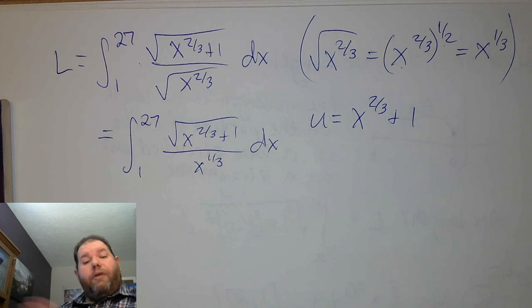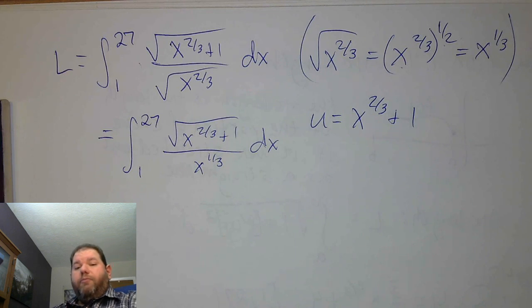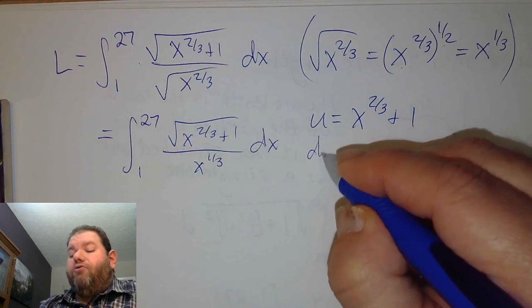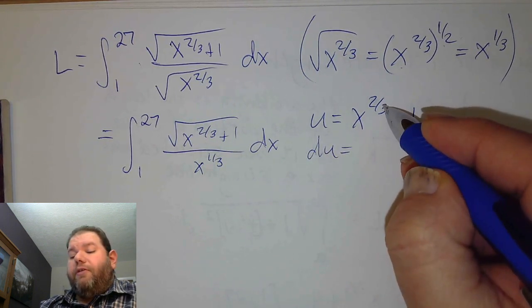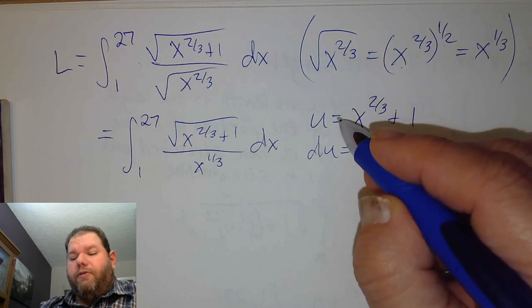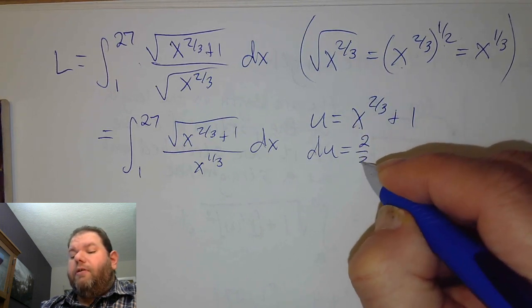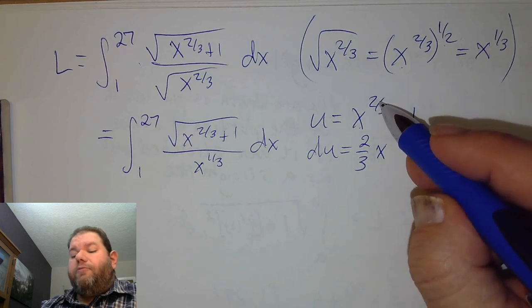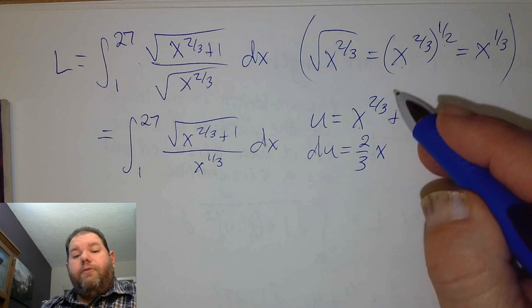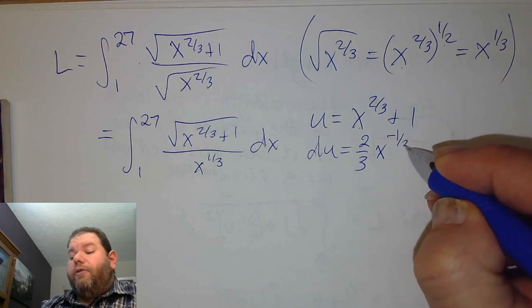You may also be thinking, why haven't we done substitution yet before this? Well, the problem with substitution is that whatever we let u equal, we have to have its derivative also present in the problem. And until we got to this point, we did not have the derivative present. So we take the derivative of u: if we take the derivative of x to the 2/3, we multiply the 2/3 in front, and then we subtract 1 from the exponent. 2/3 minus 1 leaves us a negative 1/3 du.